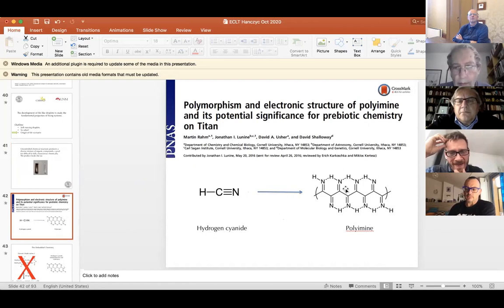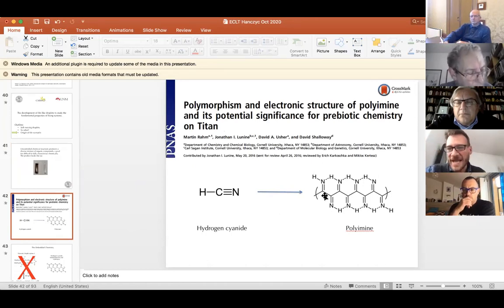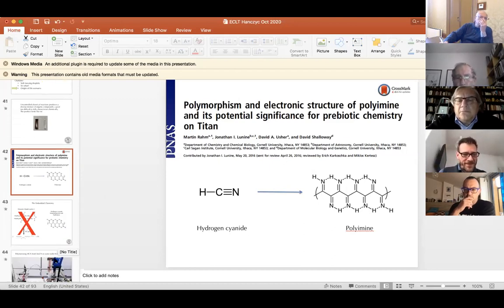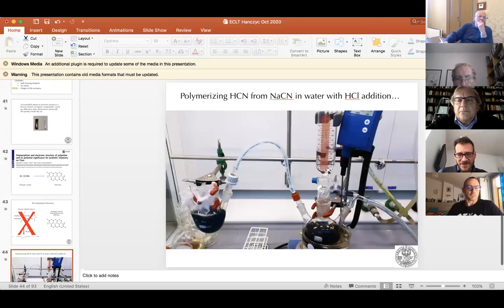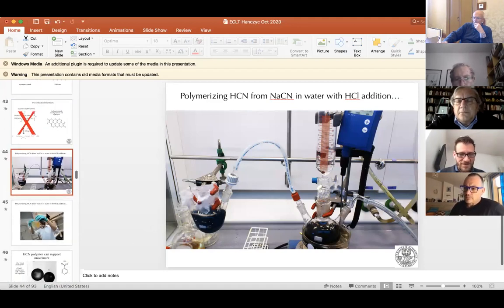And there are several papers on the self-polymerization of hydrogen cyanide in origin of life studies. For example, this is one talking about prebiotic chemistry on the moon Titan. There's a lot of hydrogen cyanide and evidence for these extended organic molecules that are presumably produced abiotically. And we're able to make this stuff in the lab in these kinds of setups. You have to be very careful when playing with cyanide, of course. This is the stirred chamber where we're dripping some acid into some sodium cyanide to make more and more polymers.